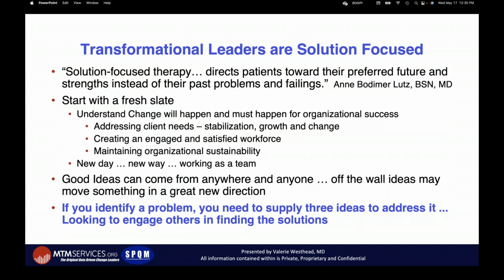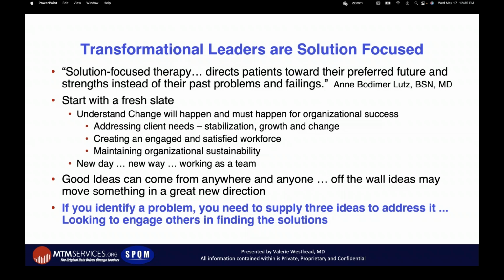I think above and beyond anything about the attitude that we take into being a medical director, we have to be solution focused. And I just take the definition of solution focused out of solution focused therapy. We are directing patients towards their preferred future and strengths rather than thinking about the past and failings. That is the way we should approach our job as a medical director and as a leader.